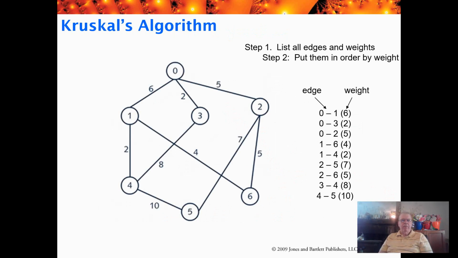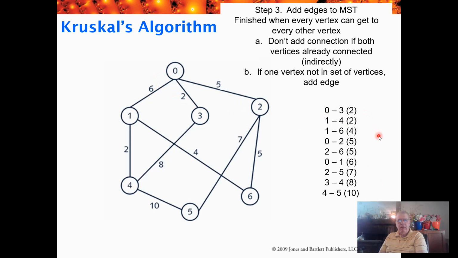Now there's an alternate algorithm that does the same thing as Prim's. It's called Kruskal's. So we list all the edges, and off to the right we list their weight. So edge 0, 1 has weight 6. Edge 0, 3 has weight 2. So we put them in just arbitrary order, whatever order we want. And then you sort them according to the weight. So here they are sorted according to the weight.